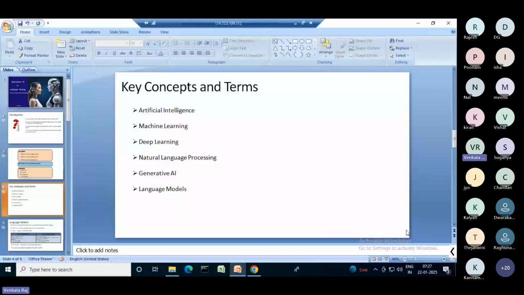So coming to the different concepts or different terms which we have in artificial intelligence. Okay. So all of you, we have understood what is AI, right? Then we'll see the different terms basically which are there with AI. So first of all, coming to the first one, that is artificial intelligence. Okay, artificial intelligence.